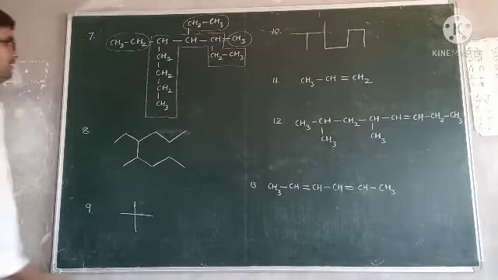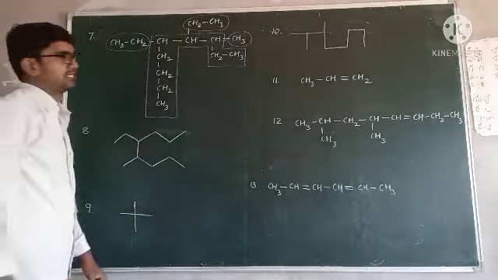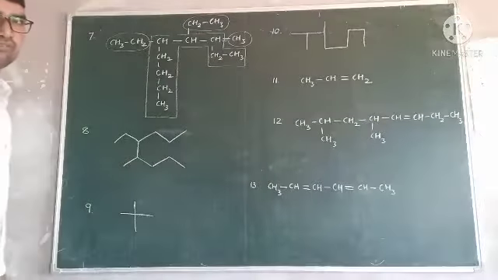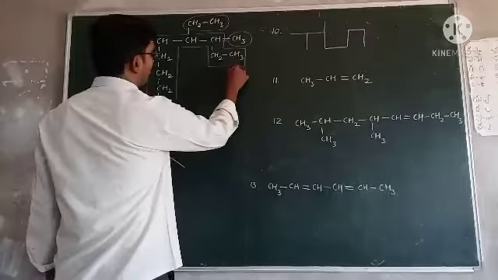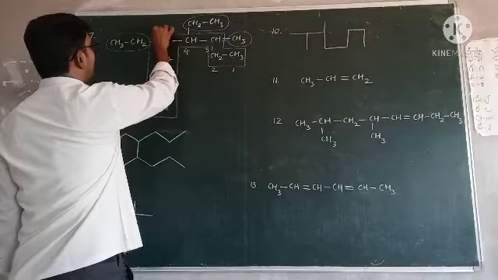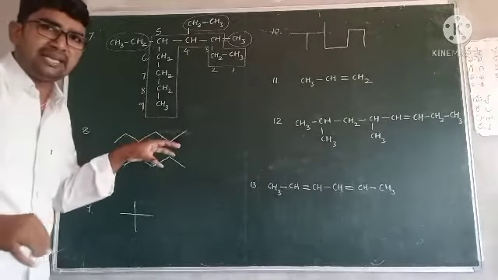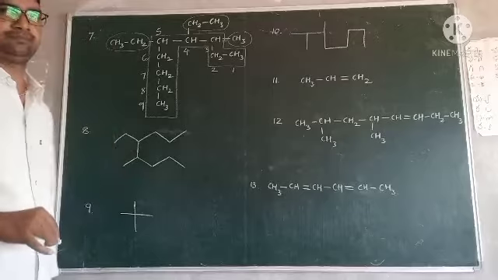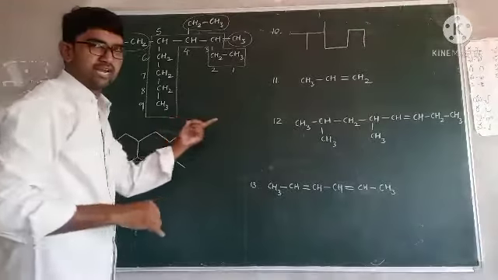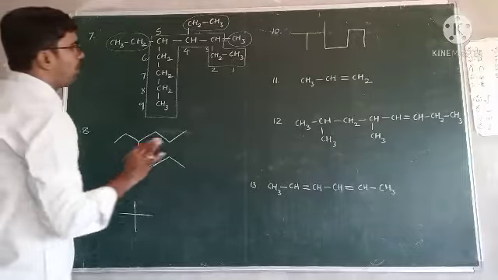And how to give the numbering? From this side, 1, 2, 3, 4, 5: at the 5th position, a substitution is attached. But from here, 1, 2, 3: at the 3rd position, a substitution is attached. So from which side do you have to prefer? From this side. So 1, 2, 3, 4, 5, 6, 7, 8, 9. I think it is better to write these numbers with a pencil. Even answers you can write with pencils for homework. Numbering completed. Then how to write the name?